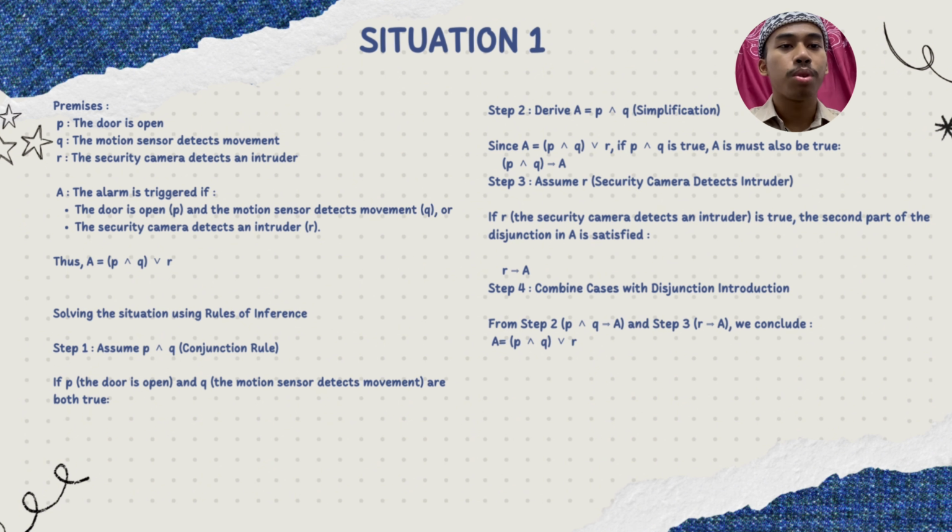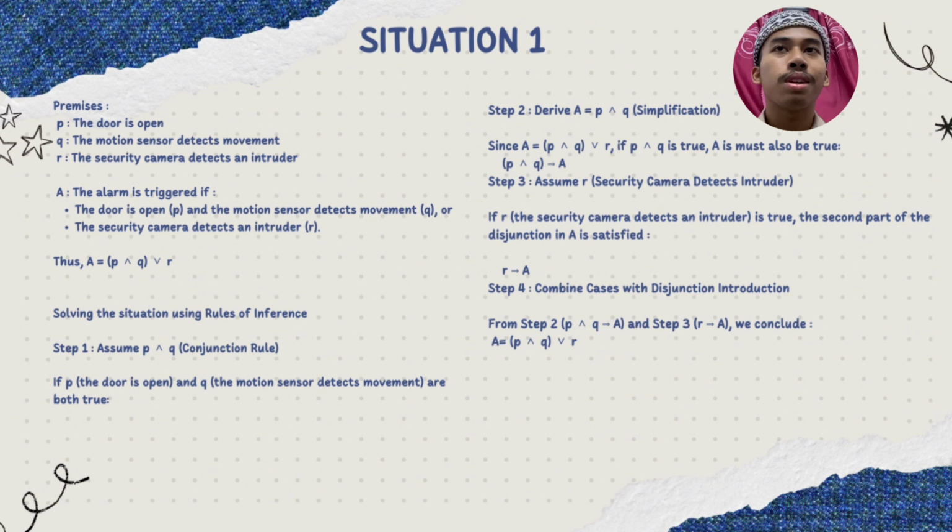Okay, step number 2 is derive A equals P and Q. Since we know that P and Q are true, we can simplify the overall alarm condition A equals P and Q or R to conclude that the alarm is true if P and Q is true. So, we can state that P and Q implication A.